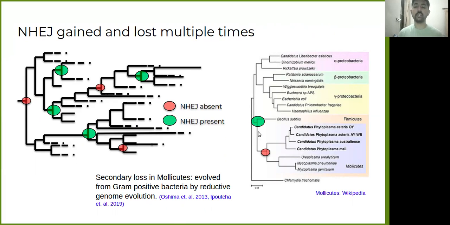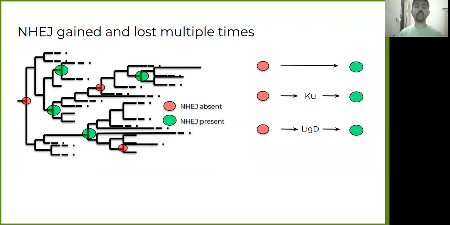So if you look at this tree on the right, there was a primary gain at the ancestor of firmicutes and molecules. But at the ancestor of molecules, there was a secondary gain. Now, molecules consist of mycoplasma and phytoplasma, which are parasitic to humans and plants, respectively. So what this suggests is that NHEJ might be either dispensable or costly to be maintained in these genomes for a parasitic lifestyle.